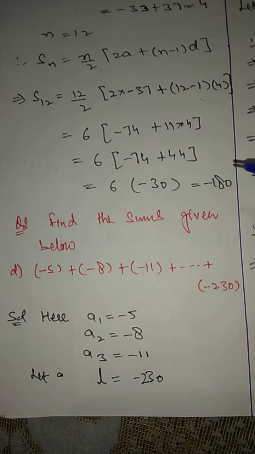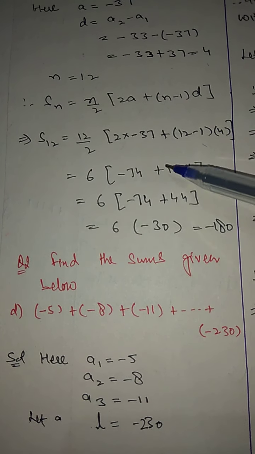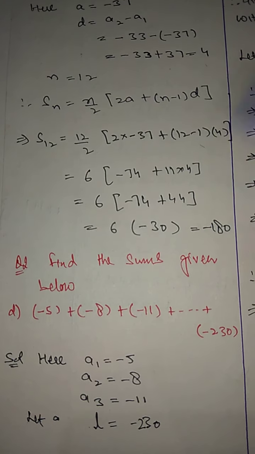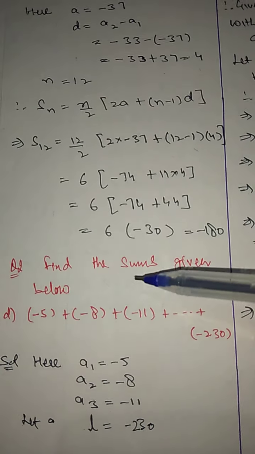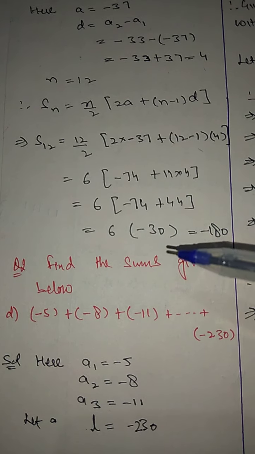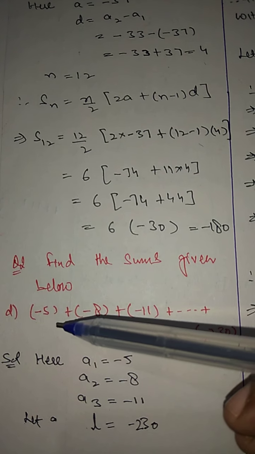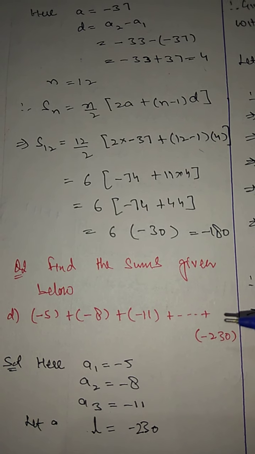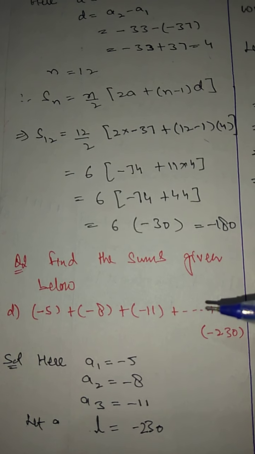Then moving from question number 1 towards question number 2, we have to find the sums given below. Dear students, please keep in mind, we have to find the sums. In question number 2, we have not been told about any type of AP. So if we are just given a series of numbers, firstly we have to prove that it is an AP. Only then can we apply the formulas of AP.